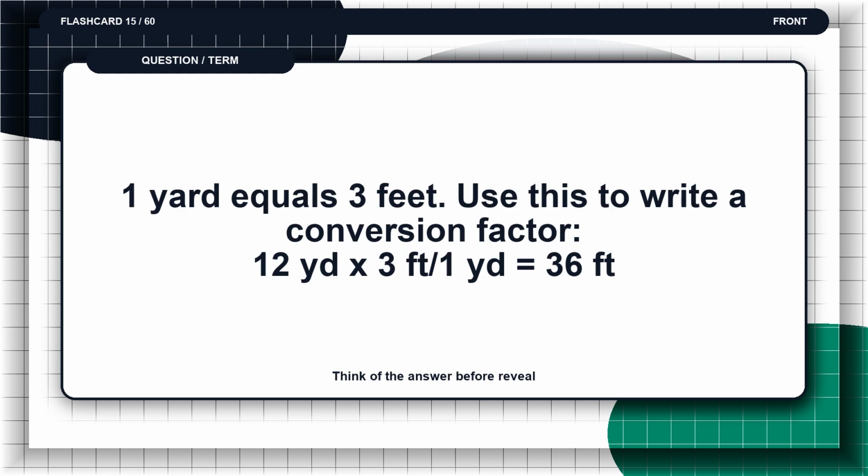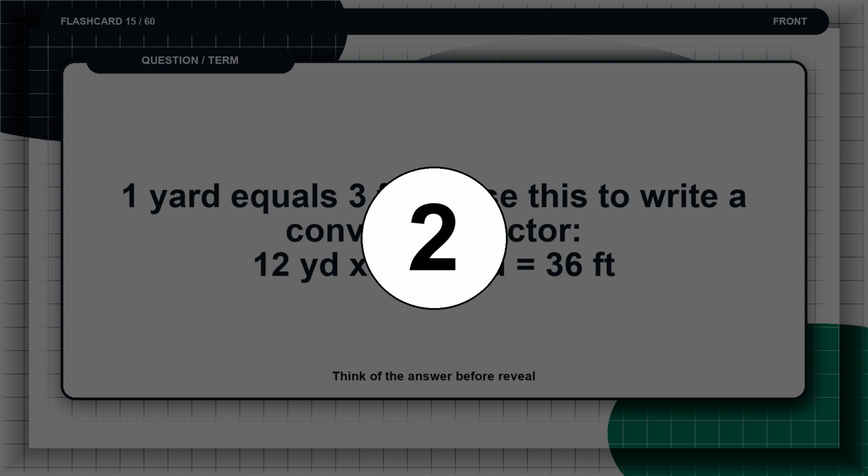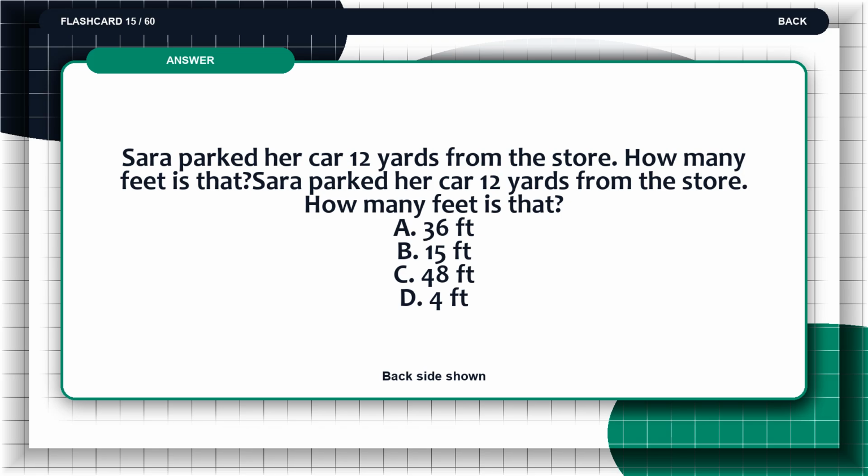Flashcard 15. 1 yard equals 3 feet. Use this to write a conversion factor: 12 yd times 3 feet / 1 yd equals 36 feet. Think of the answer before the reveal. The answer is, Sarah parked her car 12 yards from the store. How many feet is that? A. 36 feet. B. 15 feet. C. 48 feet. D. 4 feet.